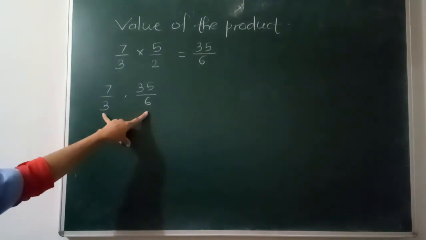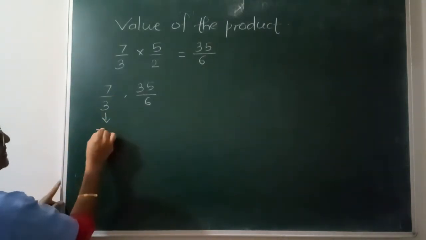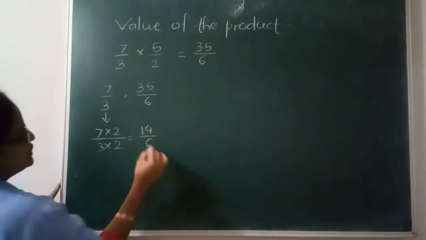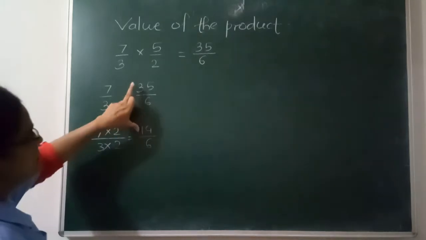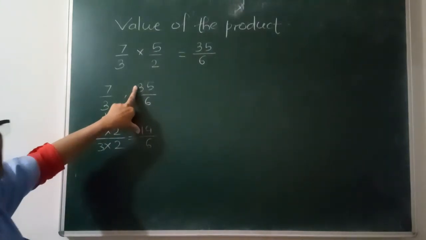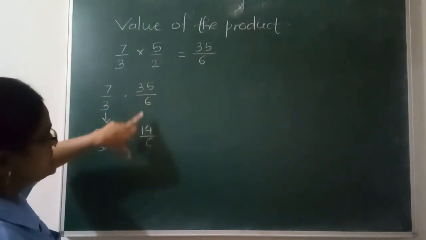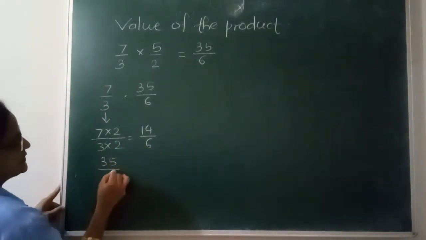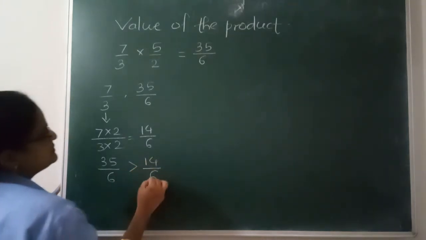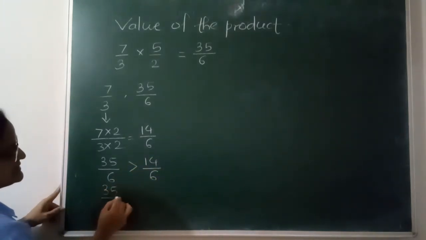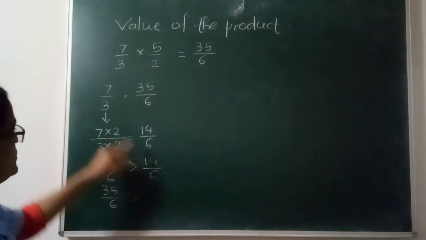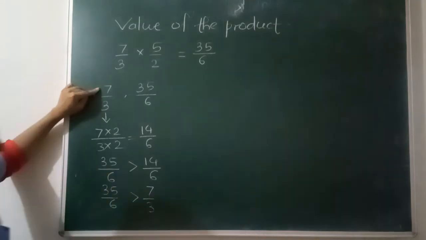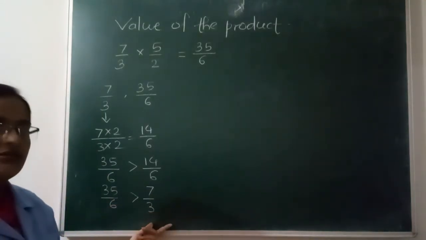Here, I can easily make the denominators equal. For that, I will multiply this fraction by 2. And so, I will get 14 upon 6. Right? Now, how to compare these two fractions? How can I compare 35 upon 6 and 14 upon 6? What can I conclude? That 35 upon 6 will be greater than 14 upon 6. 35 upon 6 is the product, and 14 upon 6 is equivalent to 7 upon 3.